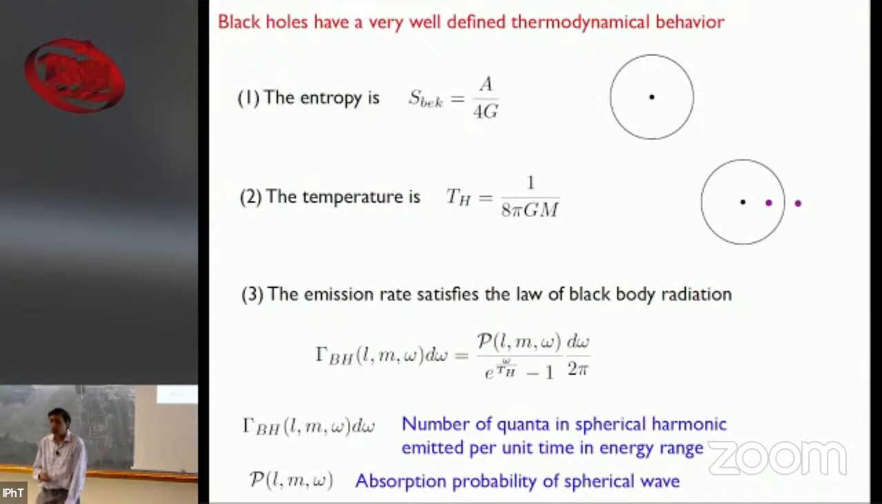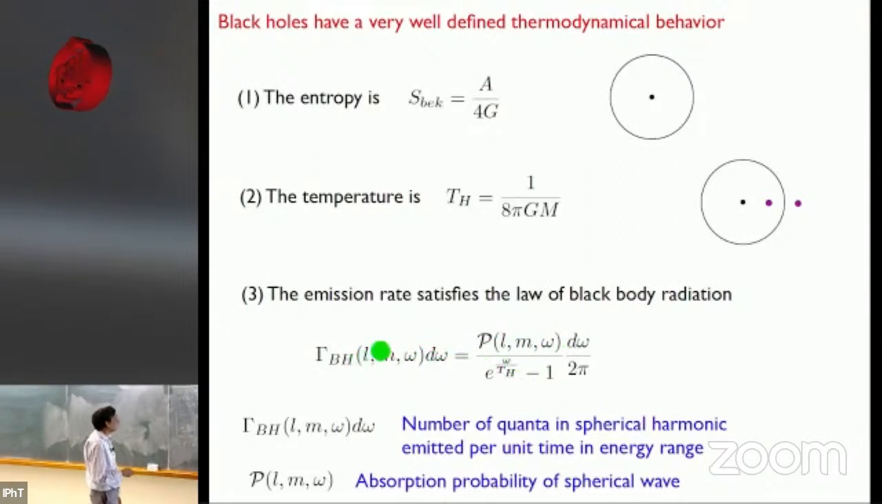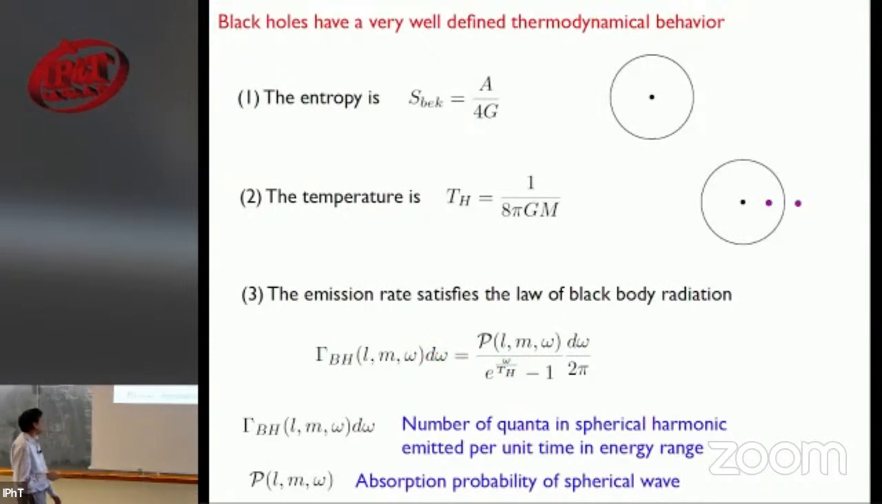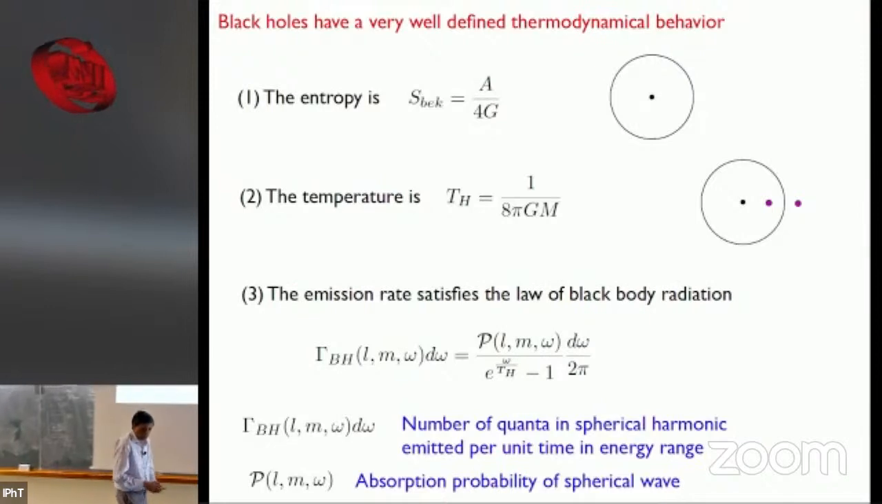And this is basically what Hawking found. When you say a black hole emits thermally, this is what you really mean: that the emission rate is related to the absorption property by just the normal Boltzmann factor and phase space rates. Okay, so these are the properties of the black hole that we have come to know and love.